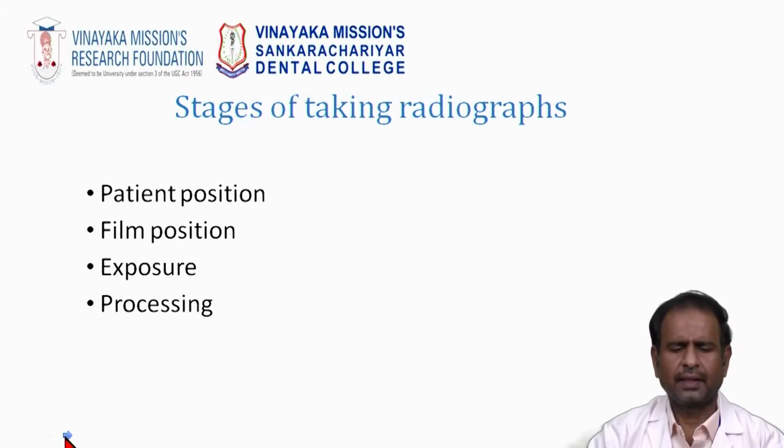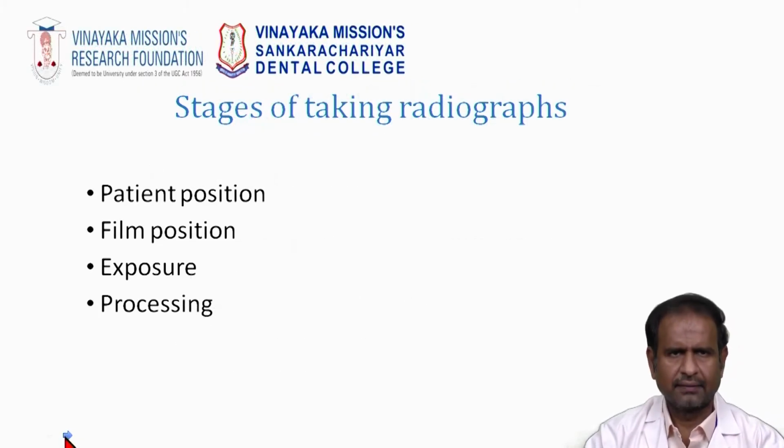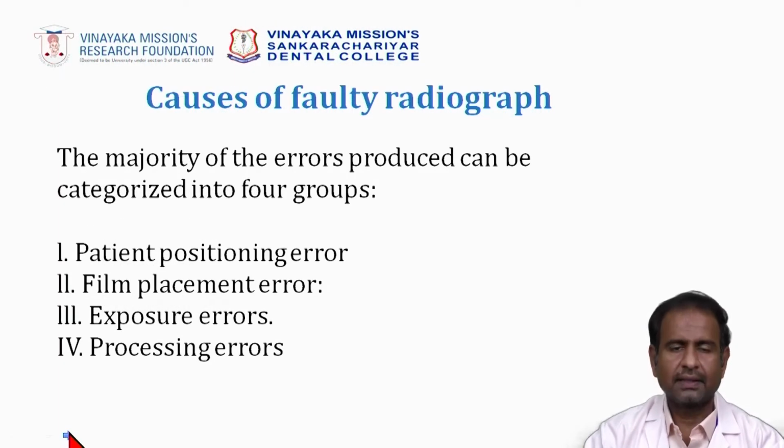There are 4 stages in taking radiographs: patient position, film position, exposure and processing. Errors occurring in each stage are considered radiographic errors. An error during patient positioning is called a patient positioning error. An error during film positioning is called a film positioning error. In the same way, exposure errors and processing errors will occur.